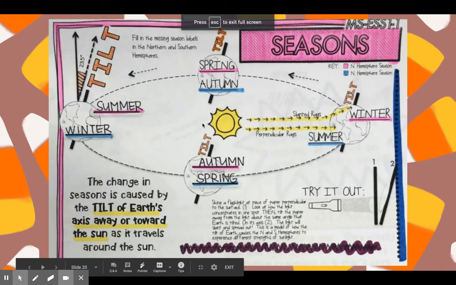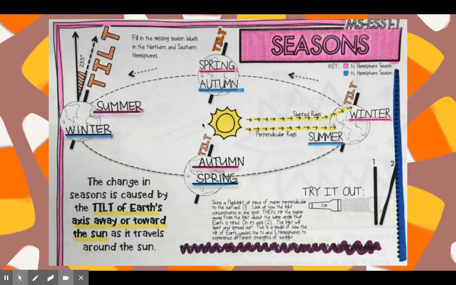All right, so you have already watched the seasons intro video on the previous slide. And so we're just going to talk a little bit more about seasons and do some more refreshing. The change in seasons is caused by the tilt of Earth's axis away or toward the sun as it travels around the sun. So our Earth is at a 23.5-degree angle. So it's just not straight up and down. It's on a little bit of a tilt.